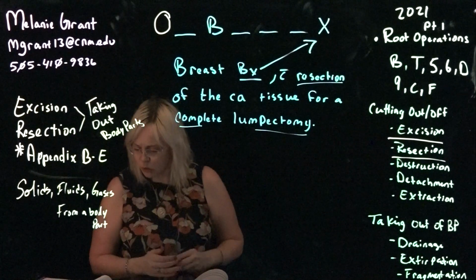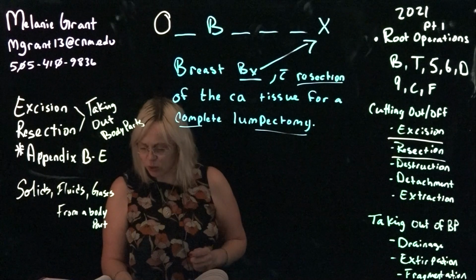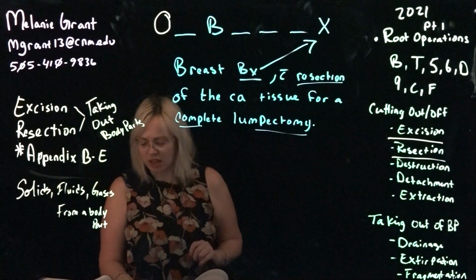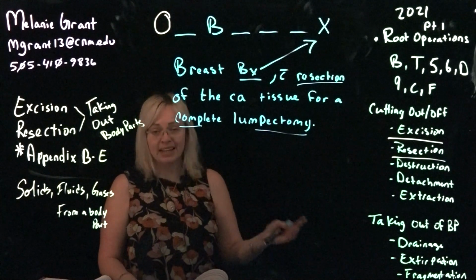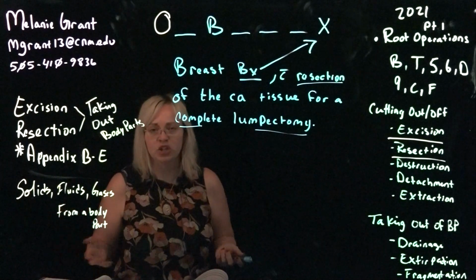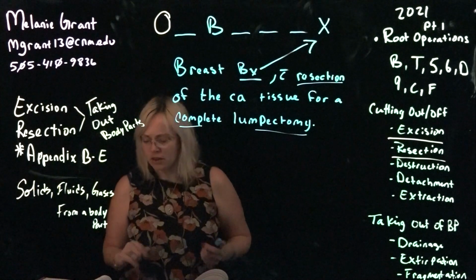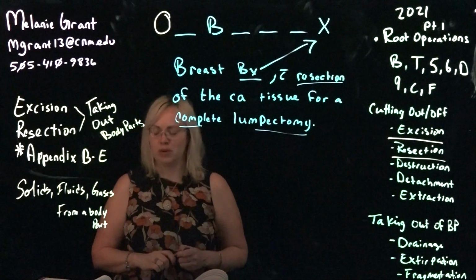Okay, some other examples that you have: detachment, cutting out or off without replacement of an extremity at any level. Okay, so this is another term for amputation. And so anytime they remove one of the limbs from the body, you're going to be looking at detachment.